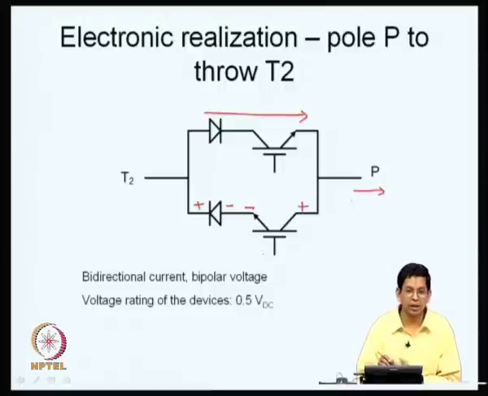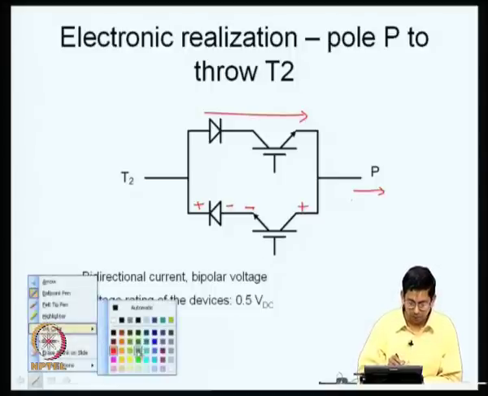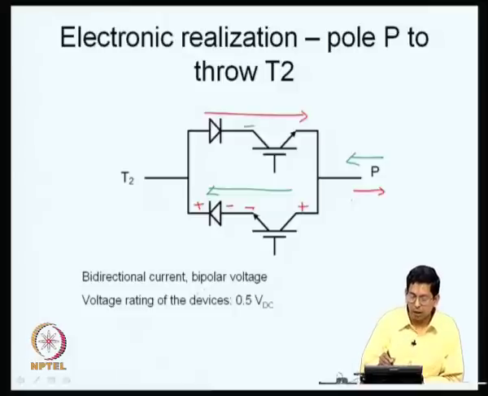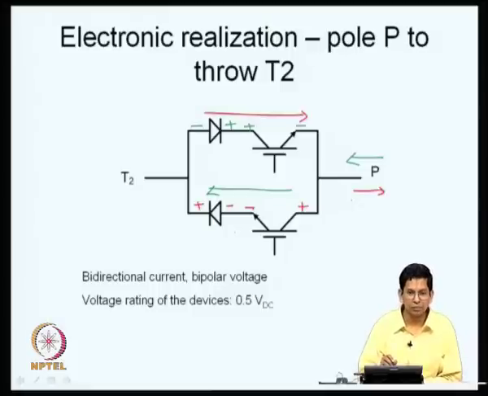We need this bidirectional. So, let us say the current direction is the other way, then what happens is this bottom transistor and the diode conduct, and now the top collector is capable of blocking a potential as indicated here, and the diode is capable of blocking a potential like this. The two in series together can block a potential either way.